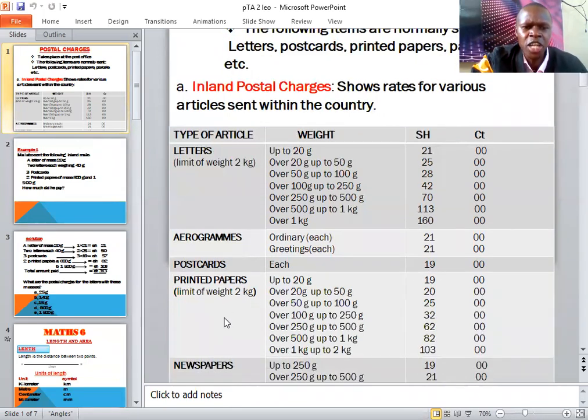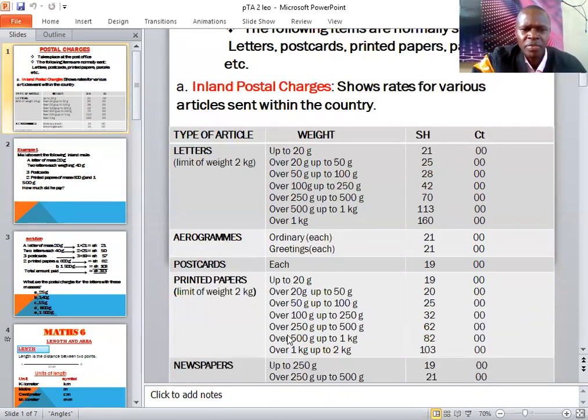We have also another item here, printed papers. These are the charges. If you are sending a printed paper up to 20 grams, you can see the charges are 19 shillings. Over 20 grams up to 50 grams, how much? 20 shillings. Now, Lana, I would like to ask you up to that far.